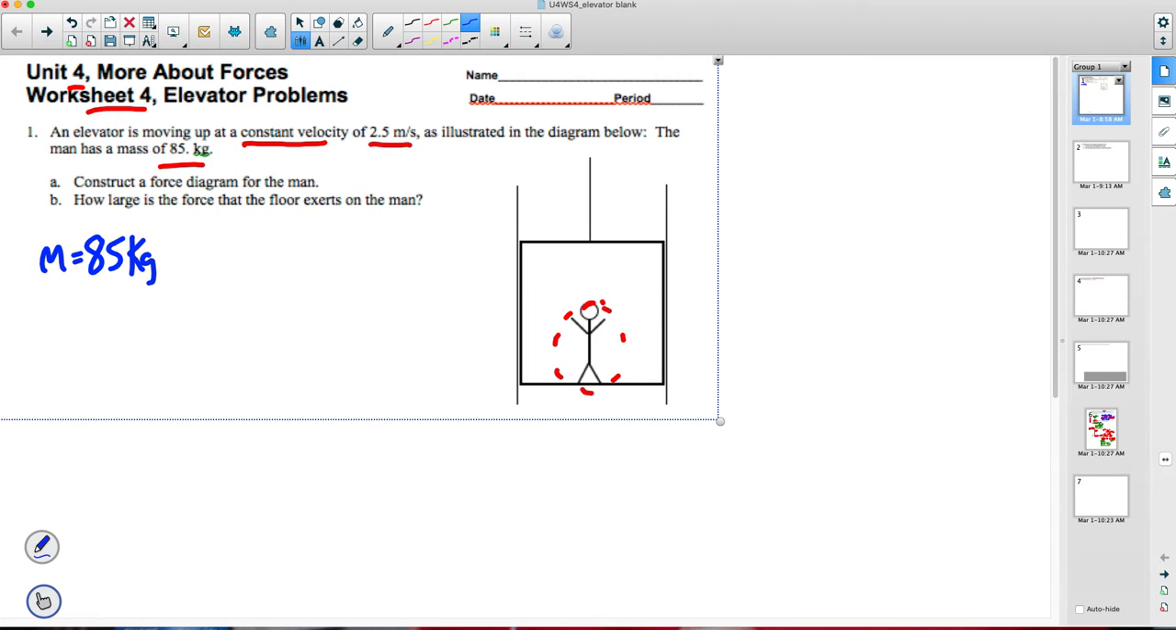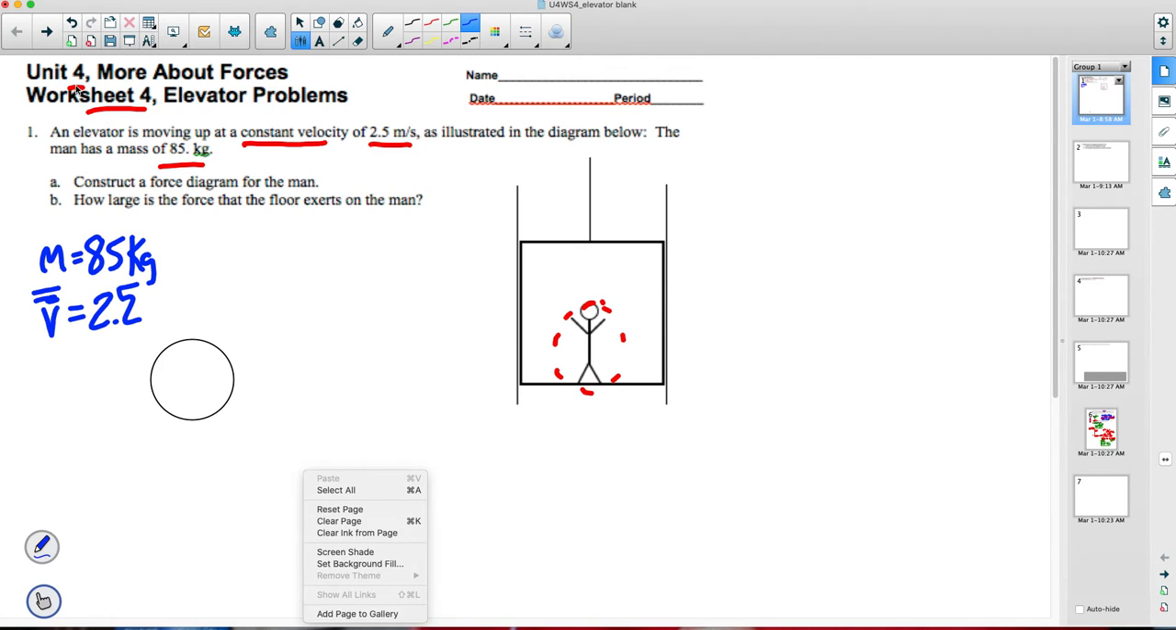It says that there's a constant velocity, so it's moving at a constant speed, and it says that it's 2.5 meters per second is the constant speed.